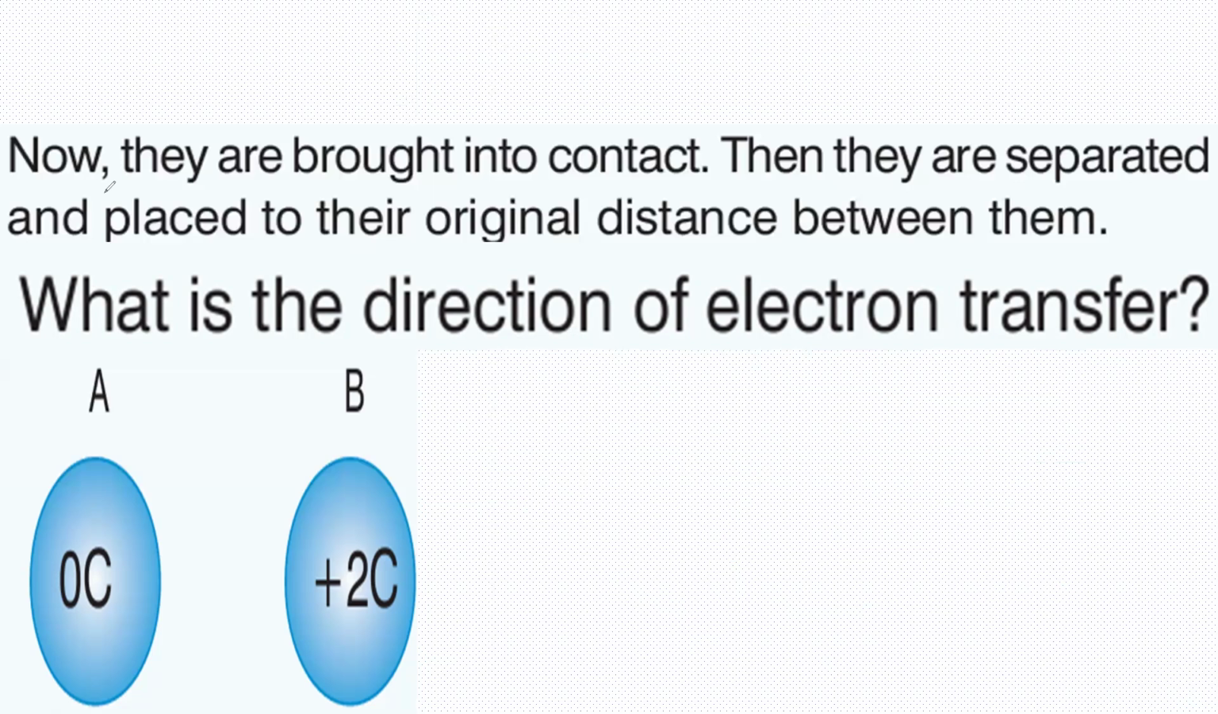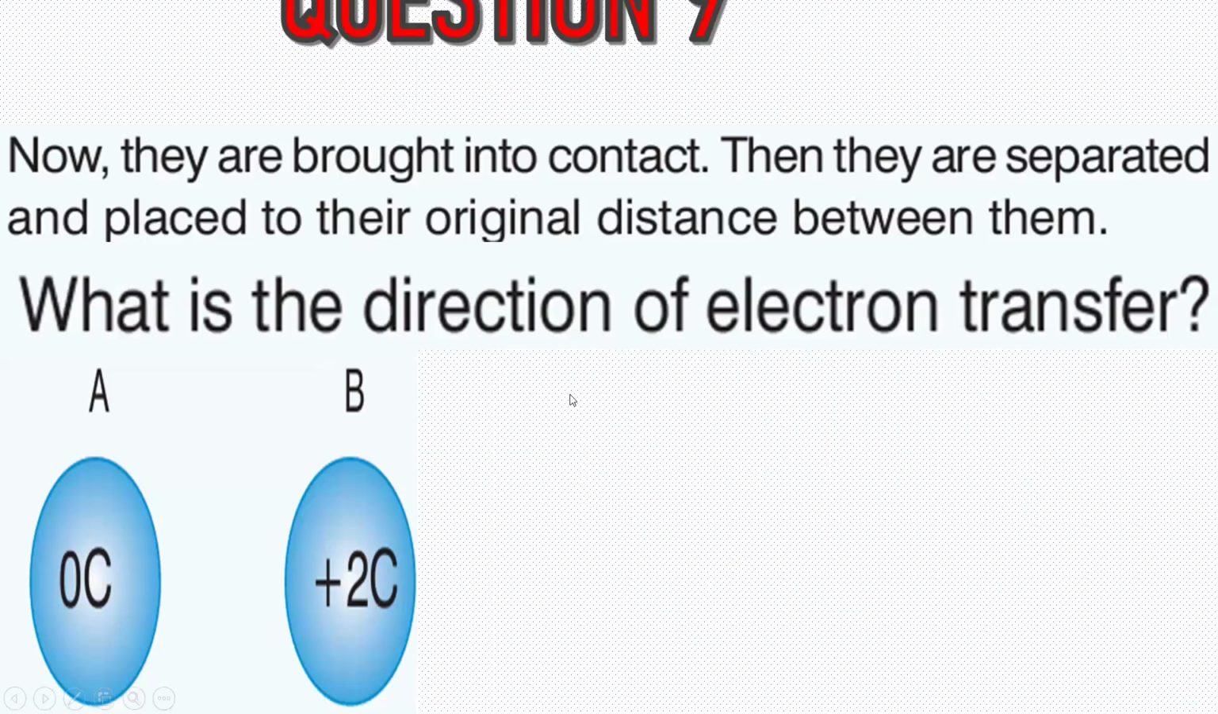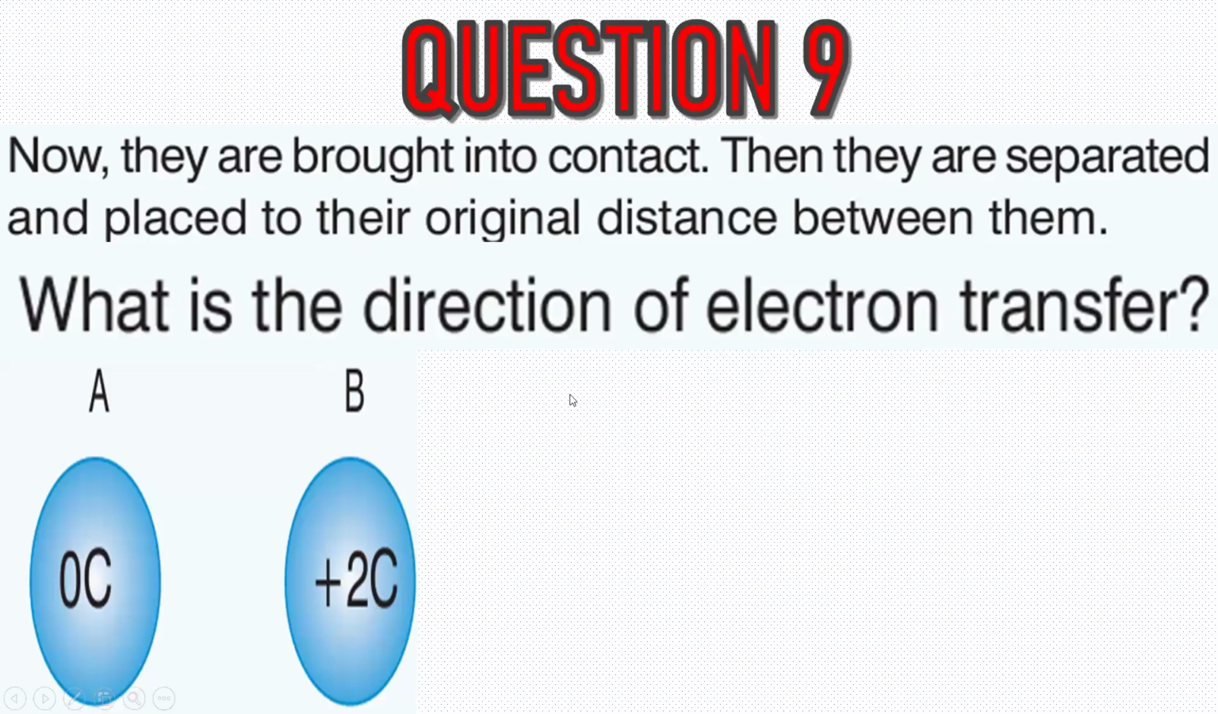So let's continue. 0 coulombs and 2 coulombs. What direction do electrons transfer? Of course, A to B, because 0 is less than plus 2. That's it. What we said: from less charge to larger charge. Question number is coming now.